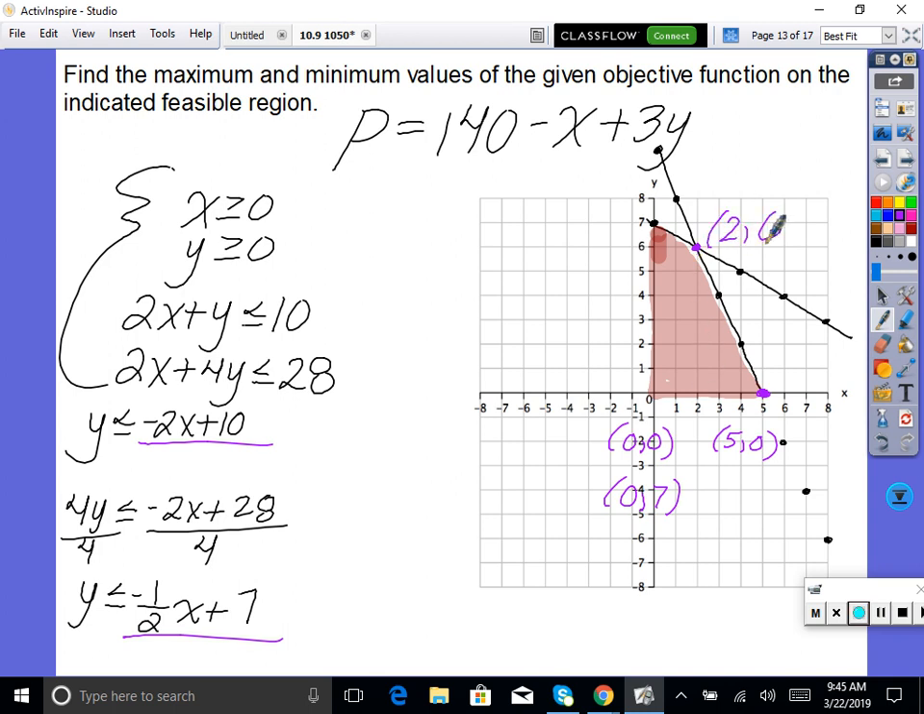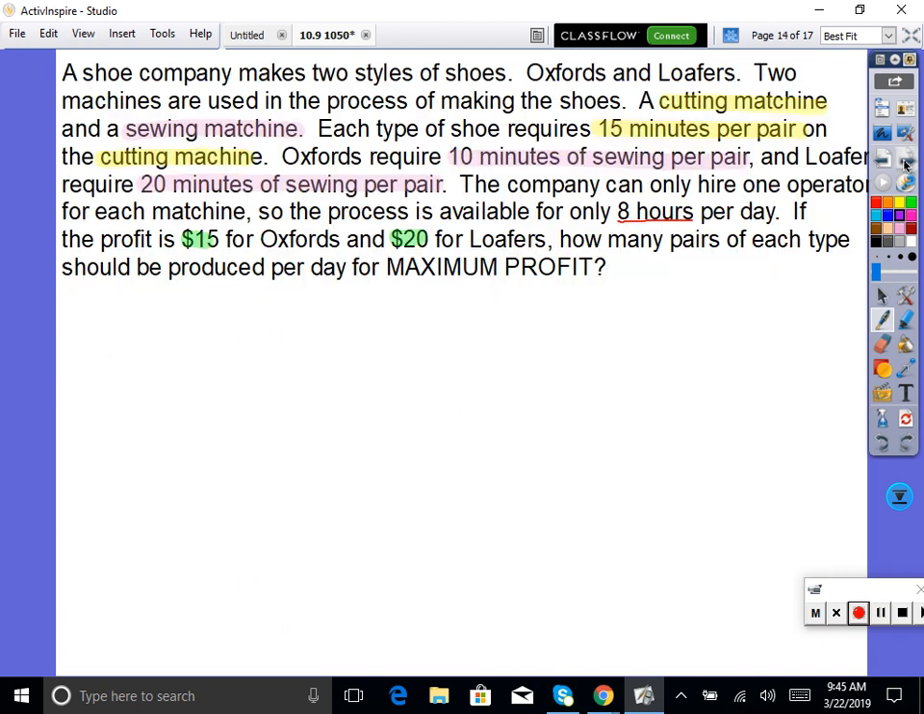2, 6. So then we would just plug in those values and see which one comes out to be the maximum. Does that make sense? I don't want to have to actually do that part. Do you agree? Okay. All right. Oh, okay, we're doing good.